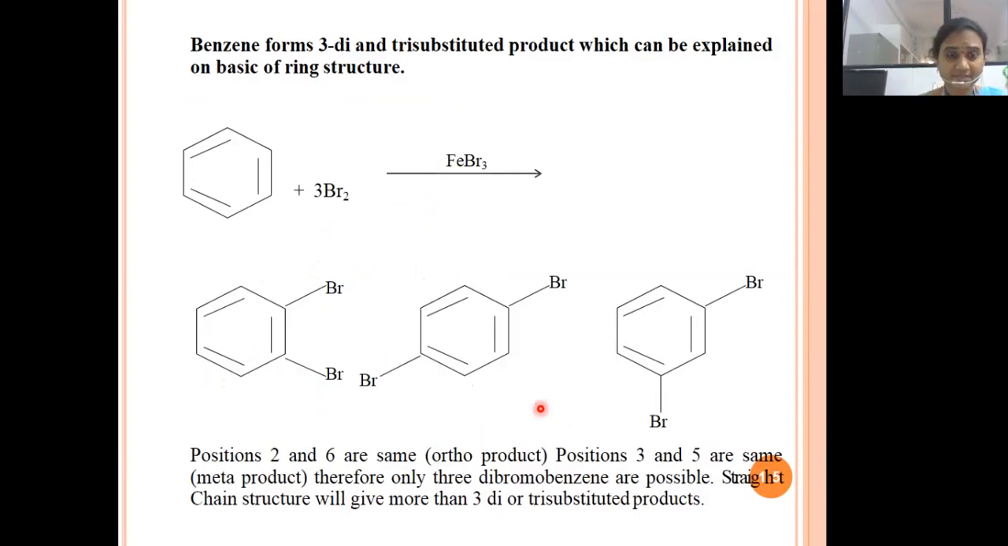Bromination of benzene forms three di-substituted products, which can be explained on the basis of the ring structure. See here, 2 and 6 are the same, so ortho product; 3 and 5 are the same, meta product. Therefore only three dibromobenzenes are possible: ortho, meta and para. Here, here, here.